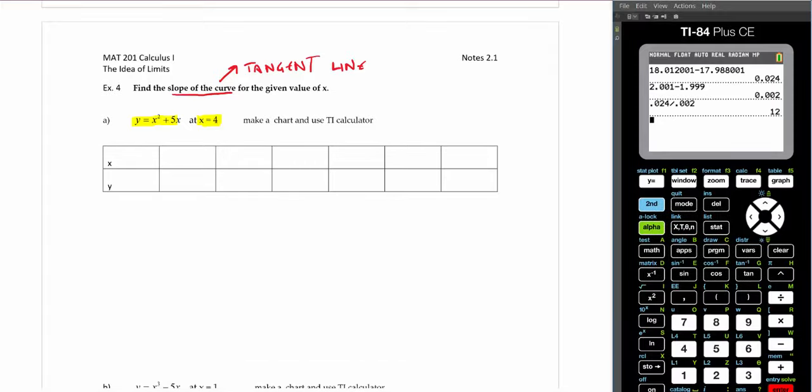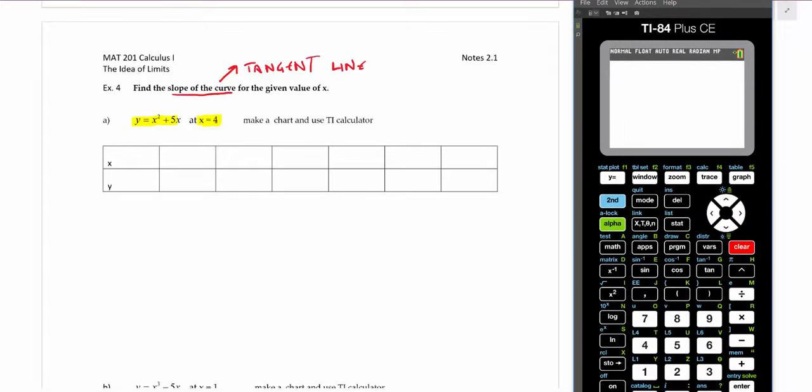So this is going to be one that we're going to, again, use some technology on. So let's go ahead and graph this. I'm going to go to my y equals button and put in x squared plus 5x. We're interested in x equals 4. So what I'm going to do on my table is close in around x equals 4. I'm going to look at, maybe starting at 3.9, then going 3.99, 3.999.